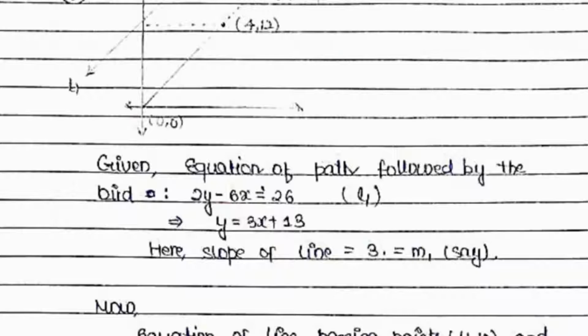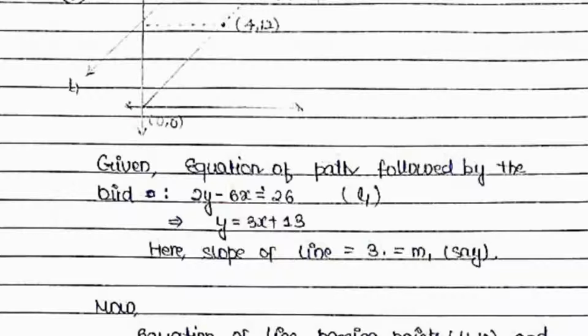Now, in this solution that we have done, the equation is 2y minus 6x equals 26. And in the question, in the graded assignment that I have, the equation is 2y minus 6x equals 40. So please study your values accordingly. The solution is for 2y minus 6x equals 26.